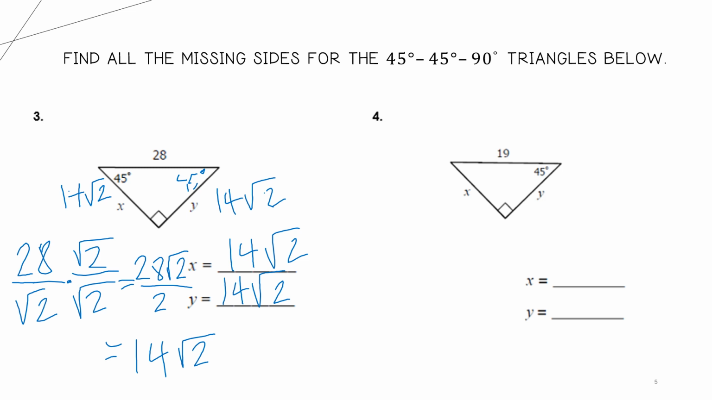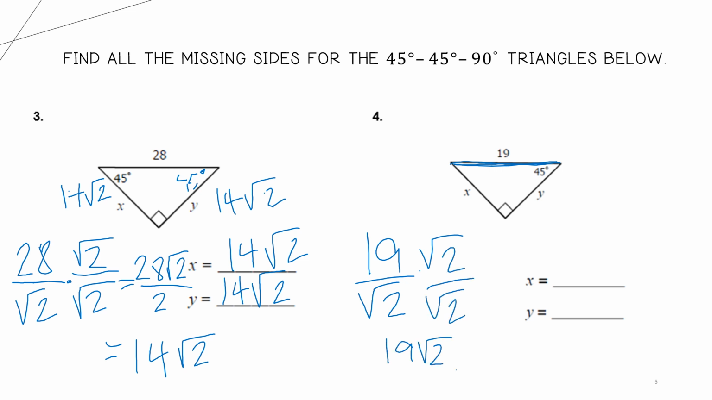On number 4, we also have the hypotenuse in the 45, 45, 90 degree triangle. So to find the legs, we are going to divide by root 2. If you have a calculator, type that in. We don't want to leave that root 2 in the denominator. If not, multiply by root 2 over root 2, which gives you 19 root 2 over 2. And this time, 2 doesn't go into 19, so we'll just leave it as 19 root 2 over 2.